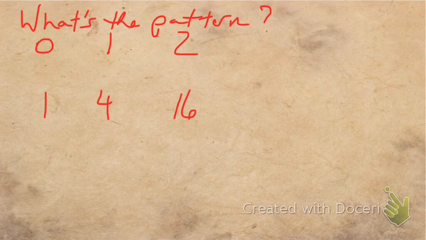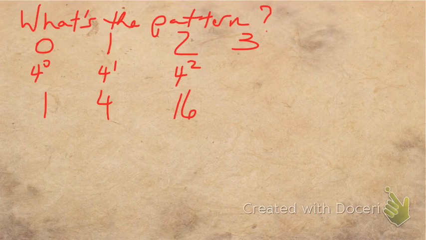These are all powers of 4. Notice how 1 is the same as 4 to the 0. 4 is the same as 4 to the 1. 16 is the same as 4 squared. Now we're using a 4 because we're cutting the sheet into 4 pieces. And then the number of times we've cut, that's going to be our exponent.